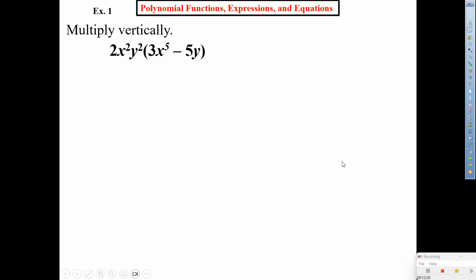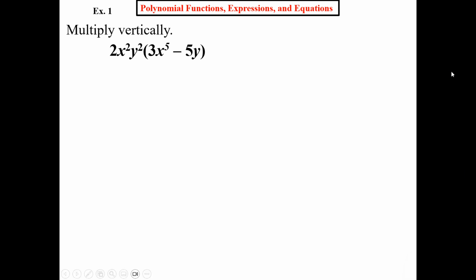Copy this one. Let's go. Example 1, vertical multiplication. 2x squared y squared times 3x to the 5th minus 5. You see how I reeled you guys in pretty good, right? Just copy it. I'm going to show you how to set it up.